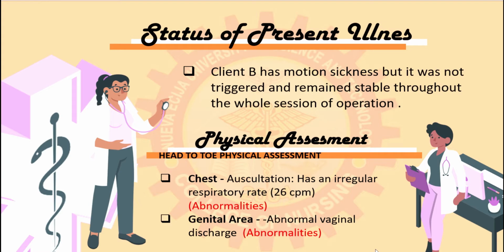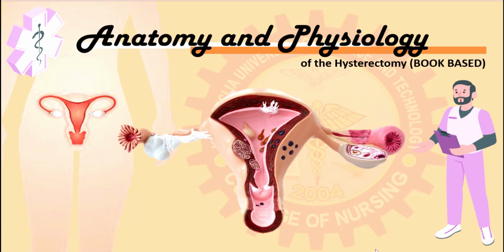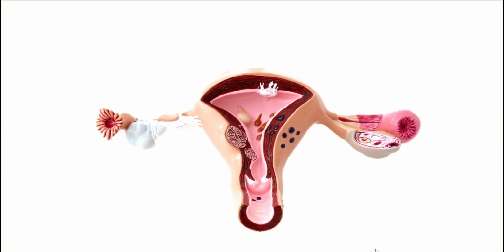For the status of present illness, Client B has motion sickness but it wasn't triggered and remained stable throughout the whole session of operation. The physical examination: the chest has an irregular respiratory rate of 26 cycles per minute, and the genital area has abnormal vaginal discharge. For the anatomy and physiology of the hysterectomy, book base.